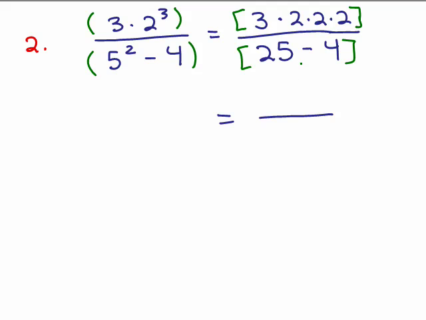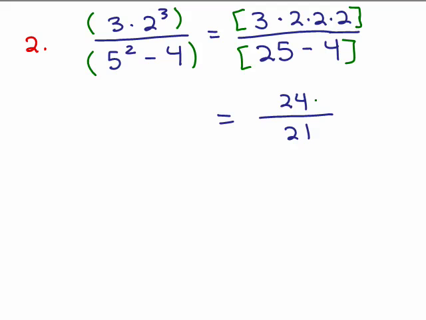If you had written 3 times 8, you get 24. Or if you did it 3 times 2 times 2 times 2, you get 24. No matter how you look at it, you get 24. And 25 minus 4 is 21. And now we need to reduce. So what's the biggest number that goes into both of these?